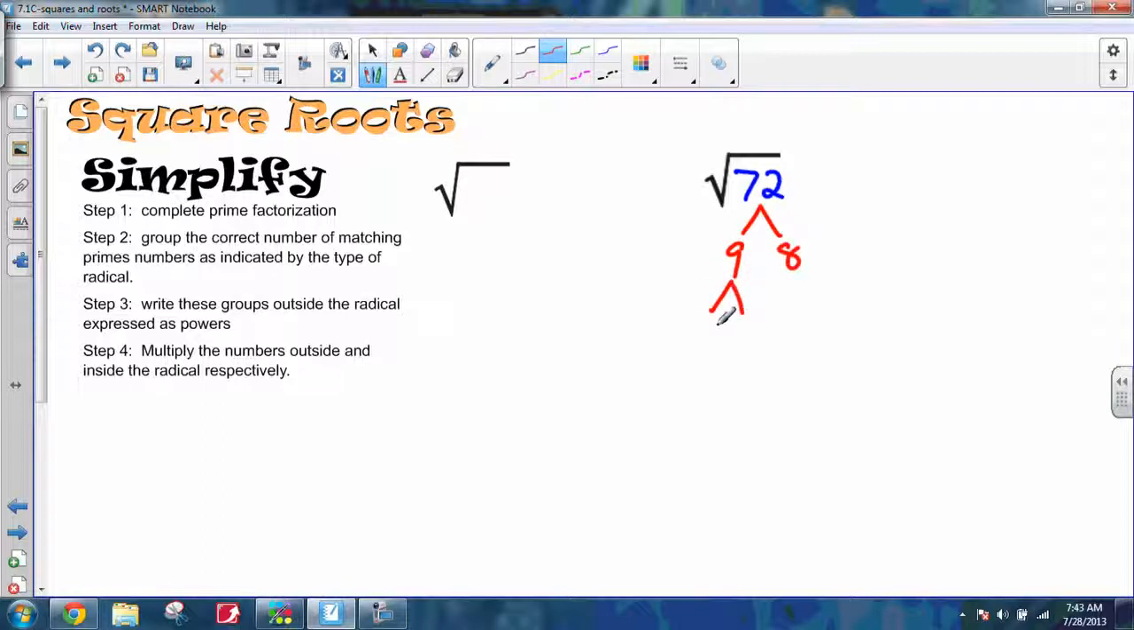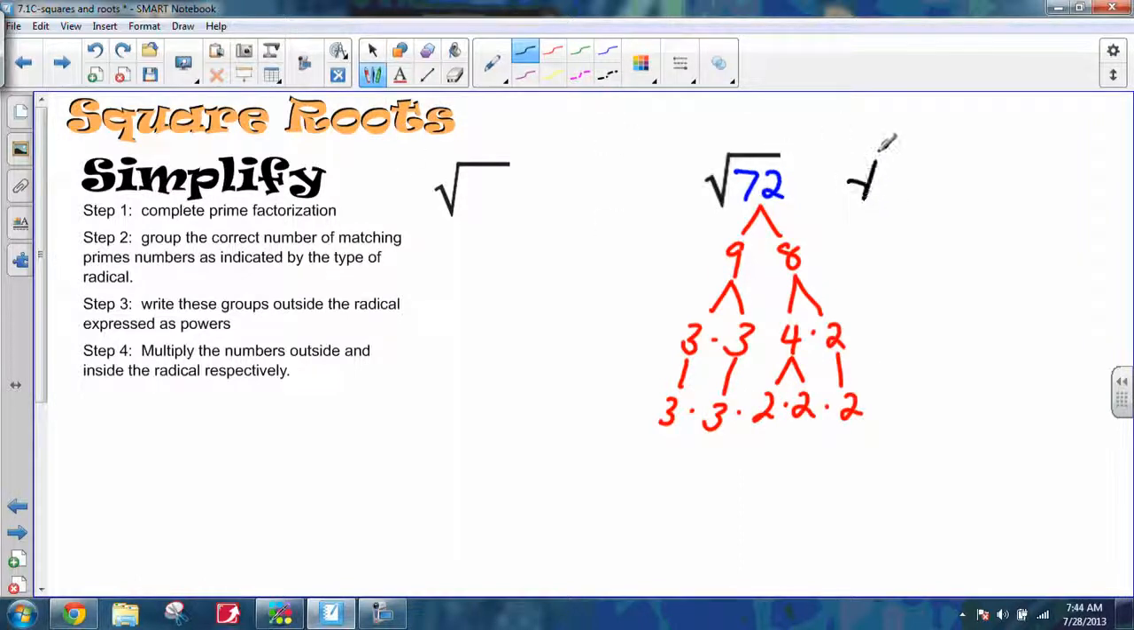9 is not a prime number, so we can find a product of that: 3 times 3. And 8 is not a prime number, so the product of that is 4 times 2. 4 is not a prime number, and that product is 2 times 2. So we'll bring down the 3 and the 3 and the 2 because they are all prime numbers. Now, the prime factorization of 72 is 3 times 3 times 2 times 2 times 2.